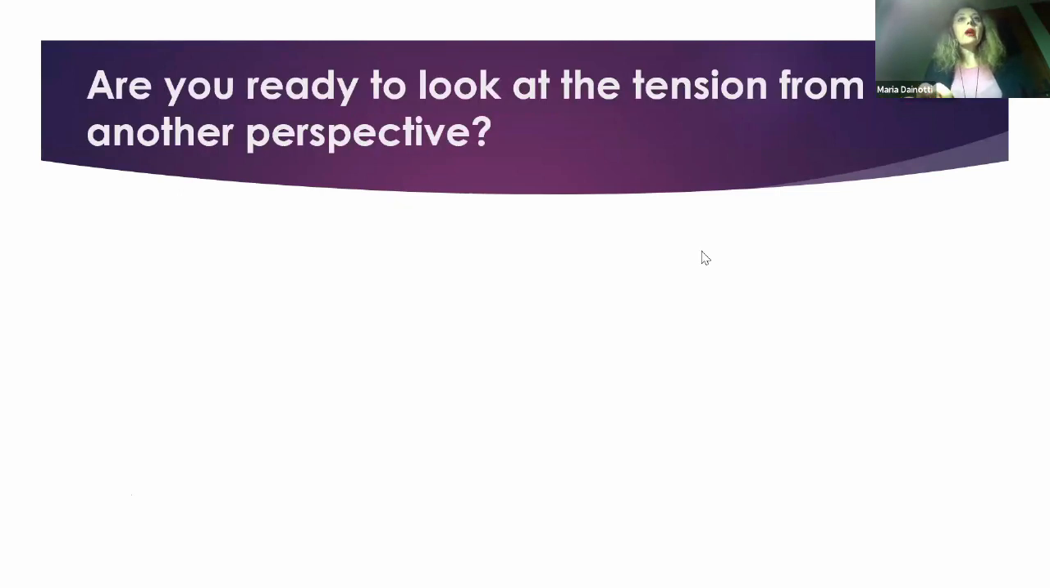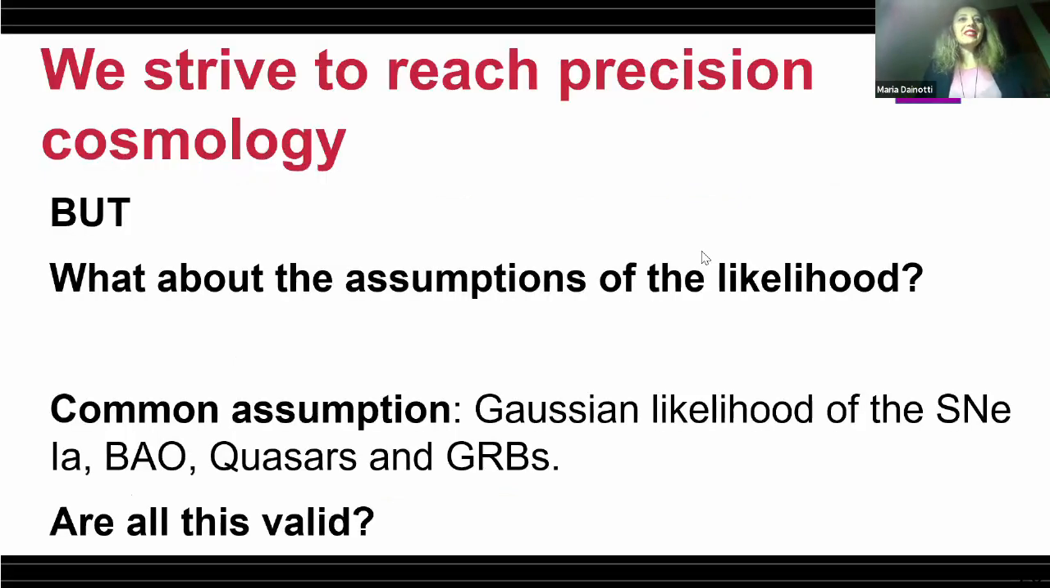But now, what about looking at the tension from another perspective? Are you ready for that? If you're ready, then let me tell you that, of course, we are in an era in which we really strive to reach precision cosmology. But are we really sure? So we are building larger telescopes, and of course we are trying to fine-tune the methods for crafting the sample. But what about the assumptions of the likelihood that we use for the application of cosmology?